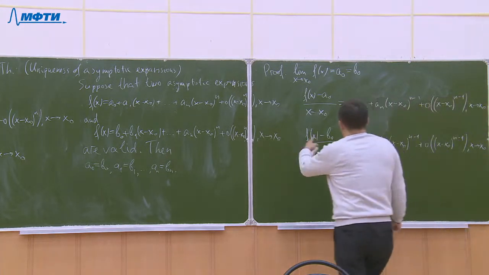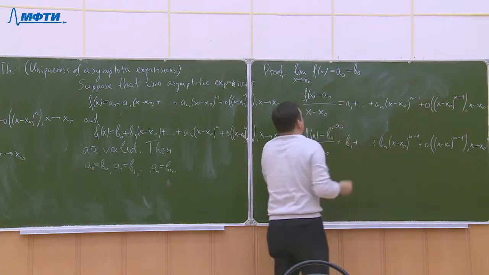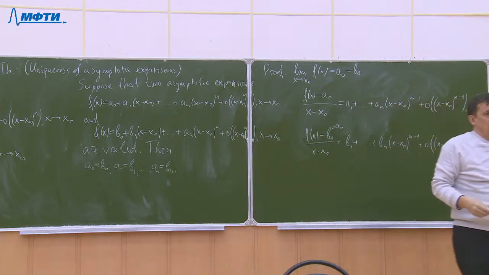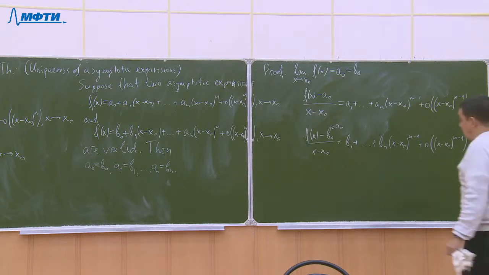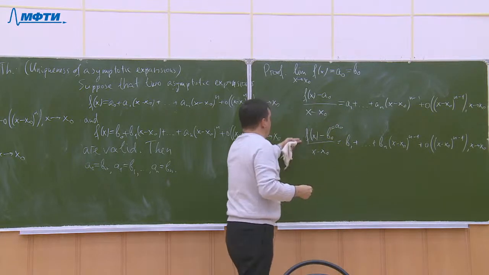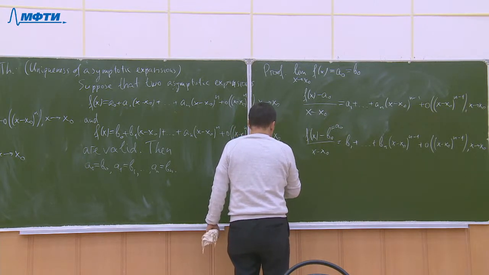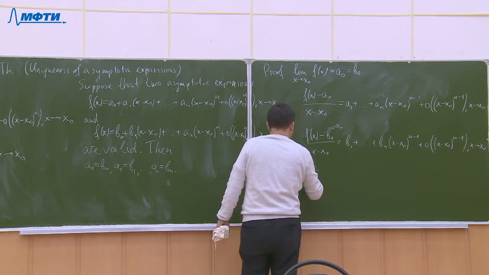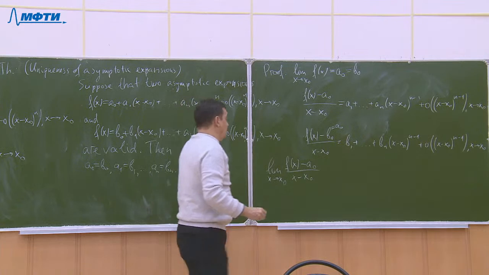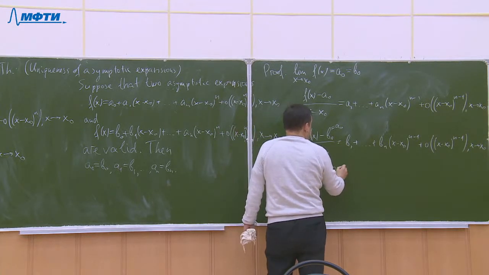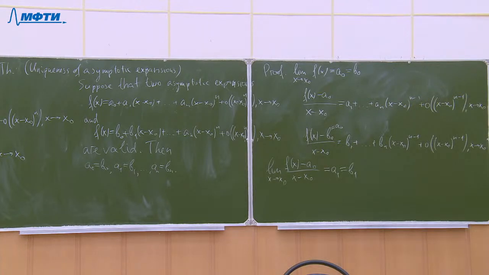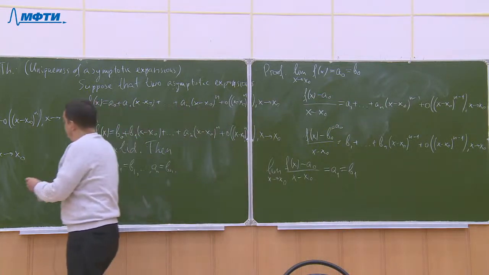And then we observe that b naught equals a naught. We have proved it, right? So the right hand sides have limits as x tends to x naught. Hence the left hand sides also have limits and they are equal. So the limit as x tends to x naught of f of x minus a naught over x minus x naught exists. And it is equal, simultaneously, to a1 and b1. So they're equal to each other, a1 and b1. And we can proceed further and further in this way.